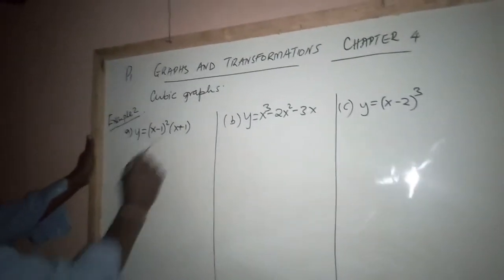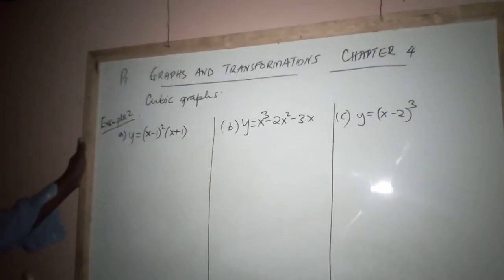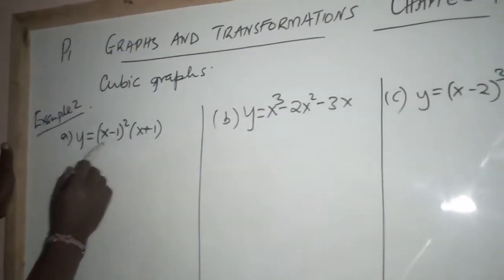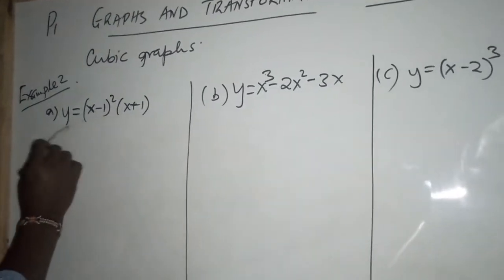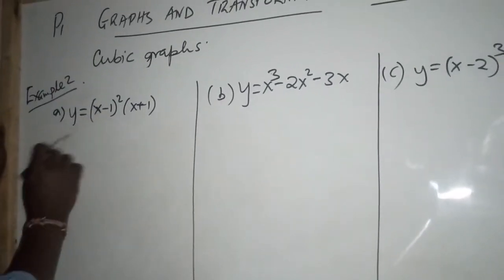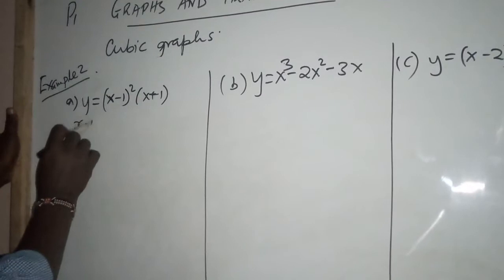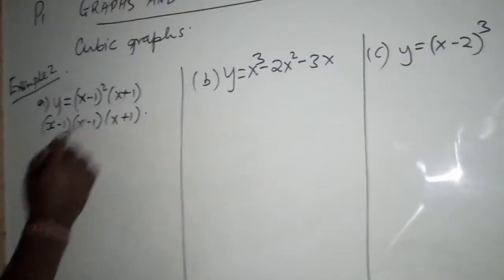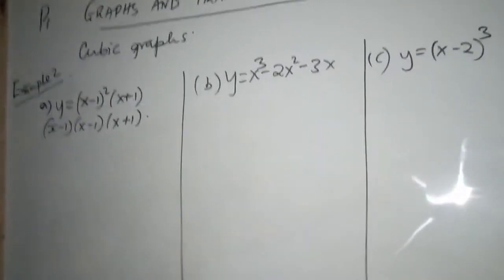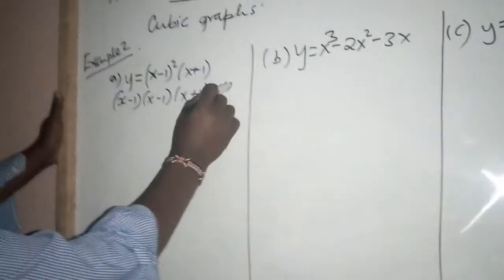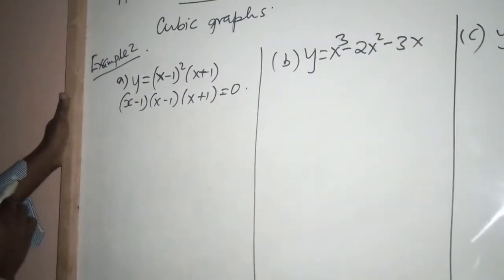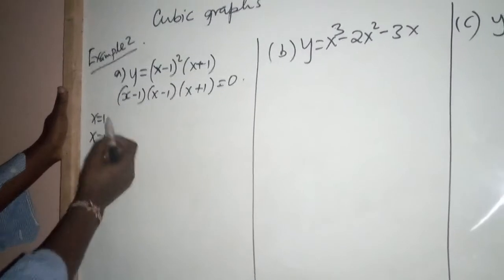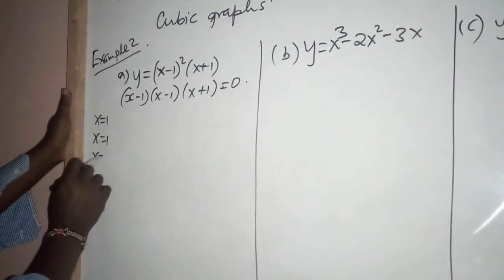Example 2, part A, we need to sketch this graph. And of course, you can already see that we have three brackets here, namely because this one is repeated: x minus 1, x minus 1, x plus 1. And obviously, when this is equal to 0, then we can get the critical values. x is equal to 1, x is equal to 1. This is a repeated root. x is equal to negative 1.